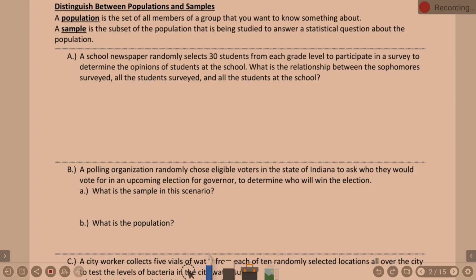Example A: a school newspaper randomly selects 30 students from each grade level to participate in a survey to determine the opinions of students at the school. What is the relationship between the sophomores surveyed, all the students surveyed, and all the students at the school? Basically we need to talk about what's the population and what's the sample. That's the gist of what we're talking about here.